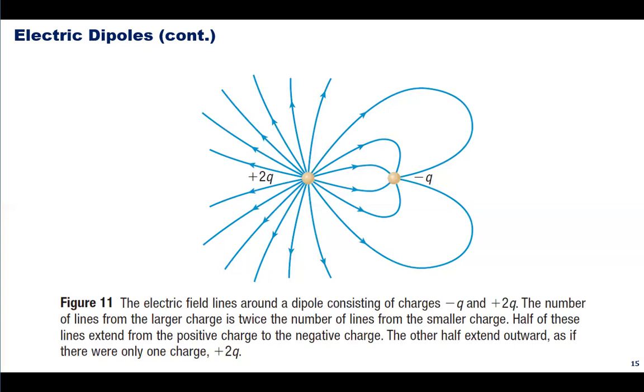So half of these lines converge on the negative charge, while the other half just emanate outward, as if there were only one charge, positive 2Q. At large distances, where R is much greater than the charge separation, the electric field radiates outward as it would for a charge of positive 2Q.